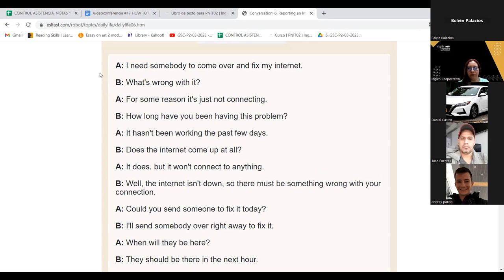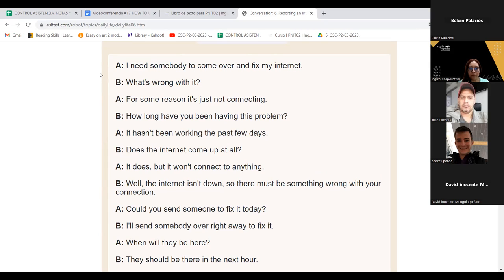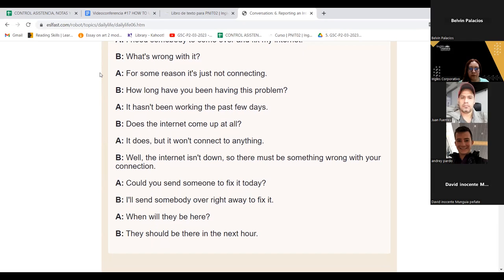I need somebody. I need somebody to come over and fix my internet. What's wrong with it? For some reason, it's just not connecting. How long have you been having this problem? It hasn't been working the past few days. Does the internet come on at all? It does, but it won't connect to anything.